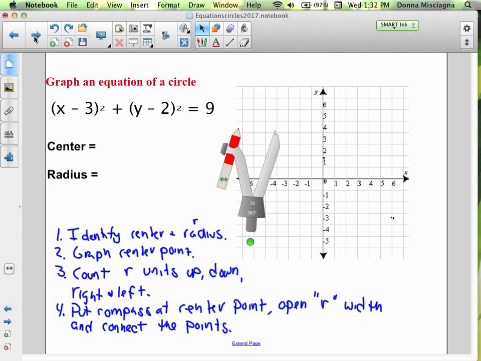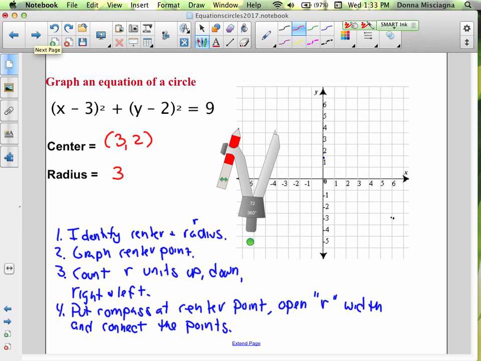So while you guys are writing it down, I'll find out the center and the radius. So orange 4. What's the center of our circle? Yep. So (3, 2) is the center. How about the radius of the circle? Orange 5. What's the radius of our circle? 3.